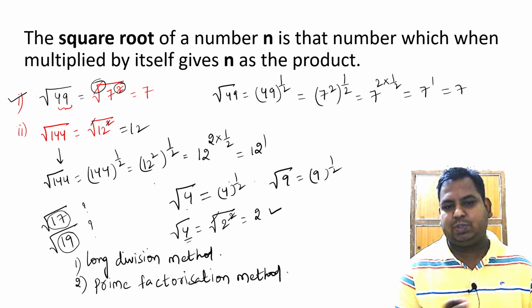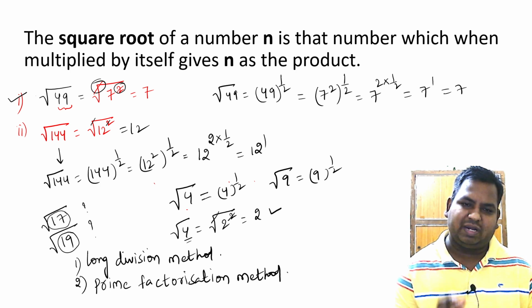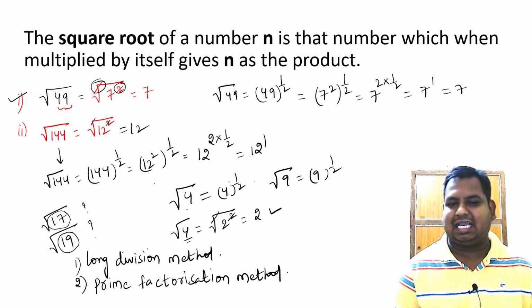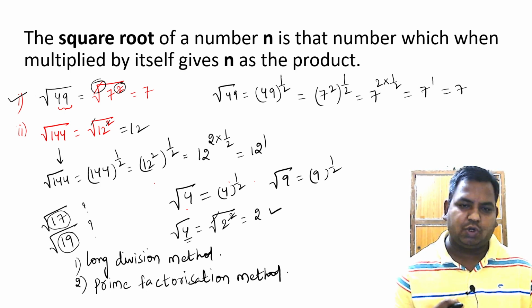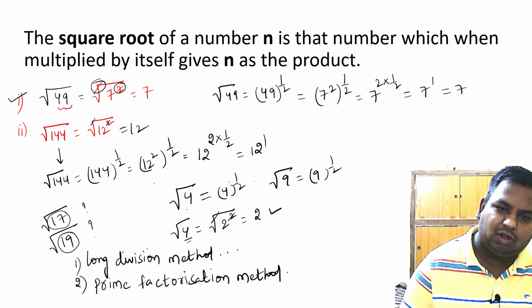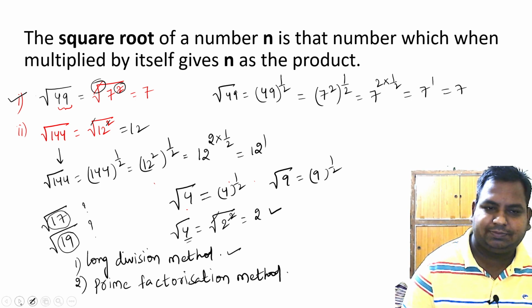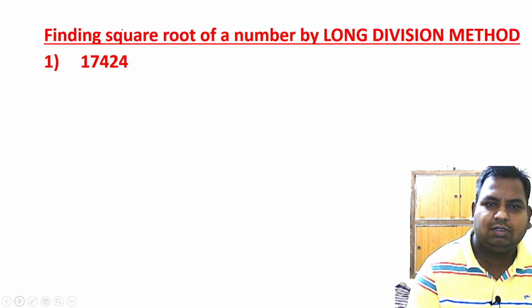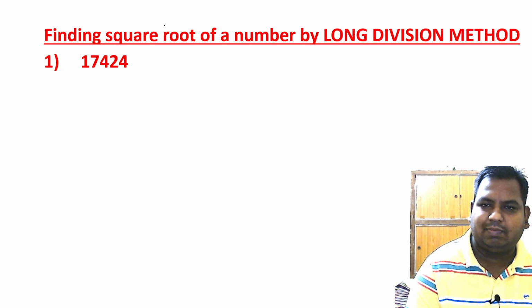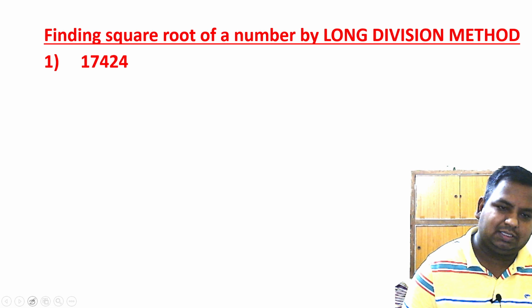How many methods do we have to find square root? We have two methods. One method is long division method, second method is prime factorization method. Today in this video, we will learn about long division method. Done? So, finding square root of a number by long division method.